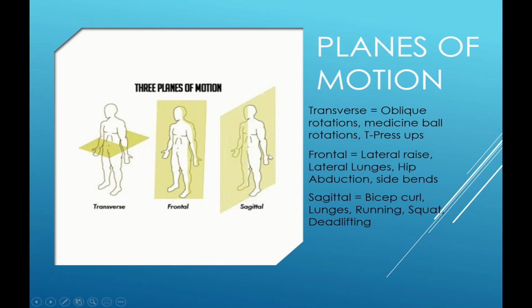So here we're talking about bicep curls. If we were to move a dumbbell and flex the elbow up towards our chest, then we are moving that dumbbell and our arm through the sagittal plane of motion. The same for lunges. Again, we are moving forwards and backwards as we go through that movement. Running, again, we are flexing and extending the knee. We are flexing and extending the elbow during the running motion. Again, this is occurring through the sagittal plane. And again, squatting, deadlifting, we are getting flexion and extension of the hip joint. So again, this is movement which is occurring through the sagittal plane.